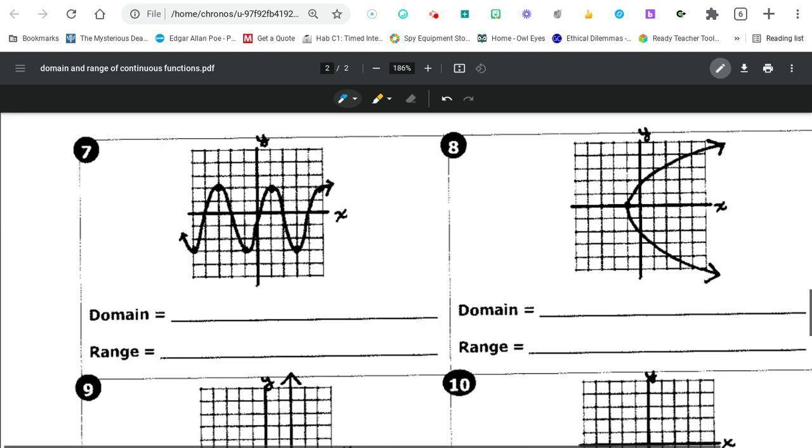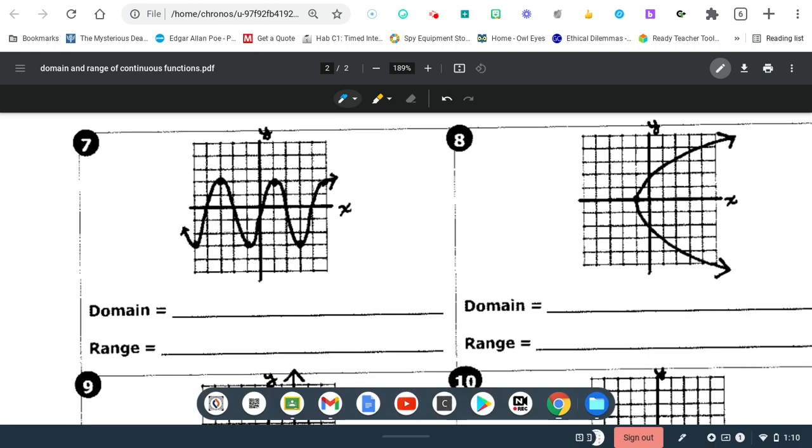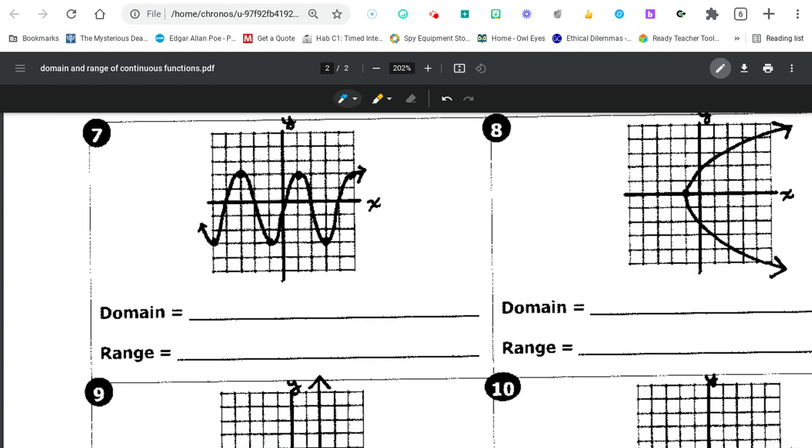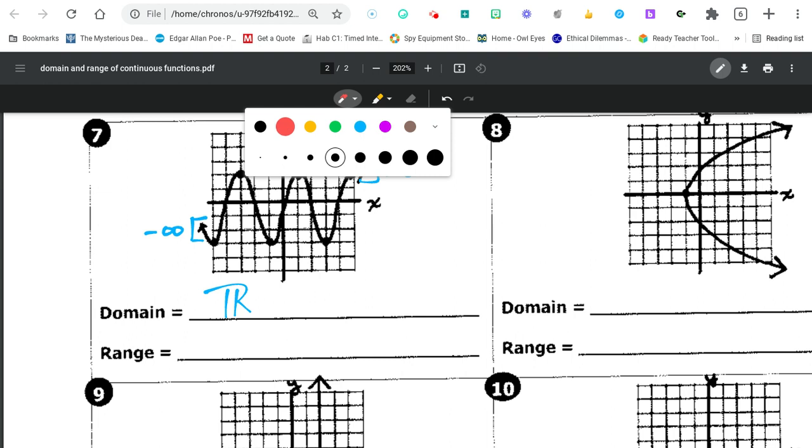Okay, let's talk about the ones that have the bounce. All right, talking about the ones that have the bounce, guys. All right, so domain. I'm not gonna worry about the bounce right now. The bounce goes up and down, so you're gonna be concerned about the bounces on your range, because a bounce goes up and down. That's your range. Right now I'm gonna focus on left to right. It has the arrow, so it's gonna approach negative infinity. To the right, it's gonna approach positive infinity. So that is all real numbers. Now, when your range comes into play, I need to look at my bounces, because this thing bounces.